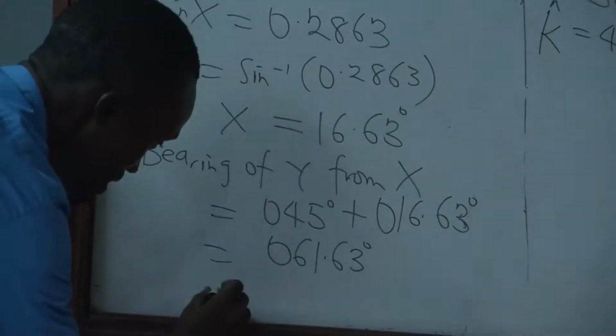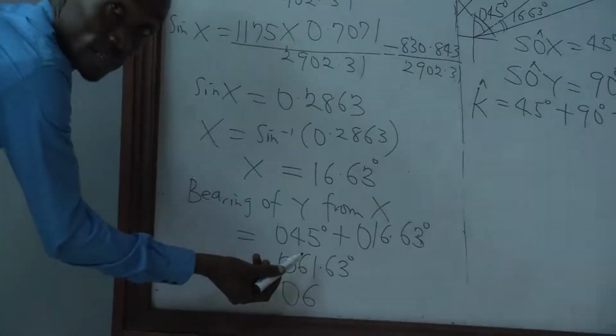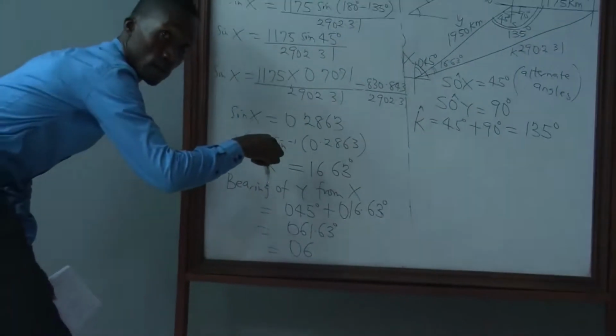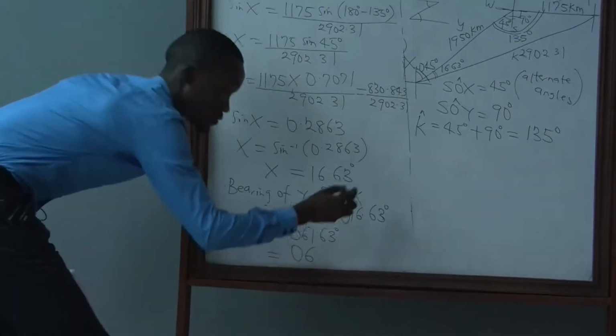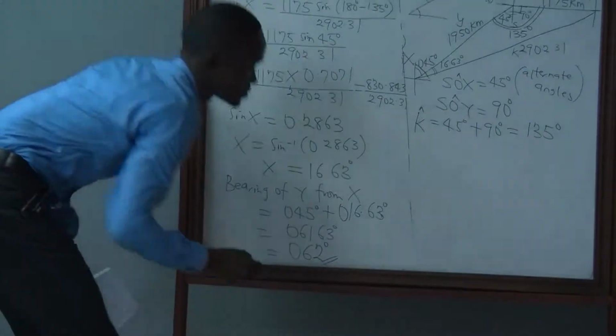So to the nearest degree, this will be 06. What we have after 6 is 1, and what we have after 1 is 6. So this 1 will be rounded up, and the addition of 1 to 1 will give us 062 degree. And that's the answer.